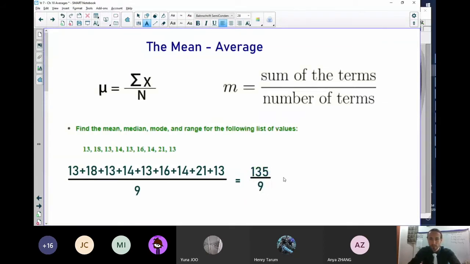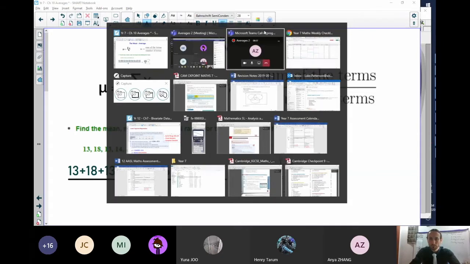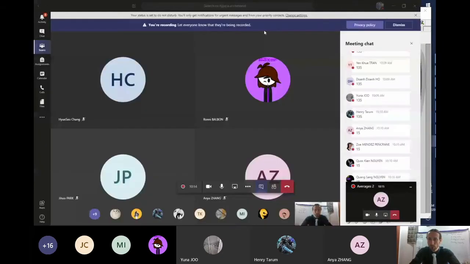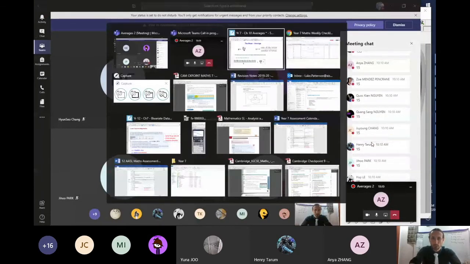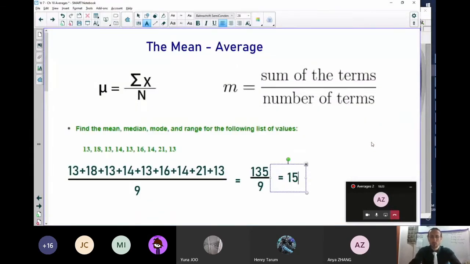And if you put that into your calculator, what do you get, guys? Please put that into the meeting chat. What do you get? 135 divided by 9. 15, excellent. 15. So the mean of this data, or the average, is going to be 15.